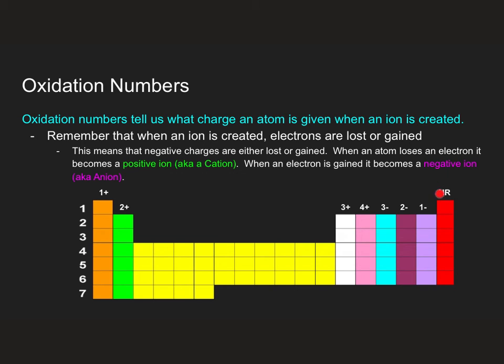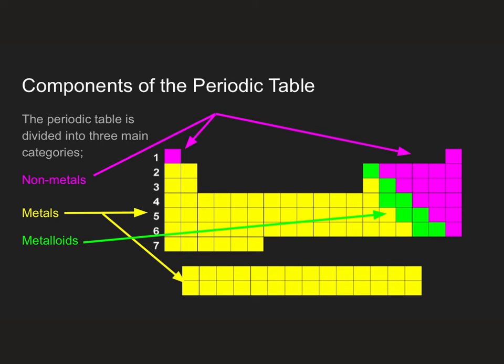Notice our noble gases, they don't become an ion at all. That's because their energy levels are already filled. Their valence shell is filled up. They don't want to give away or take in. They want to stay perfect just as they are. But then we can get into much, much more.